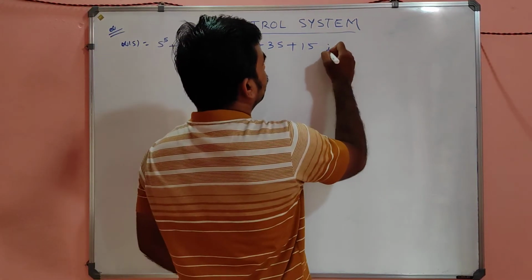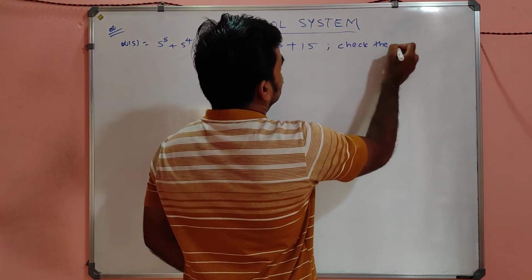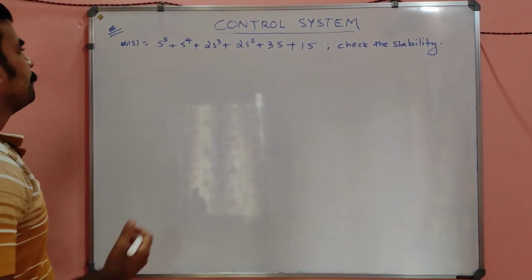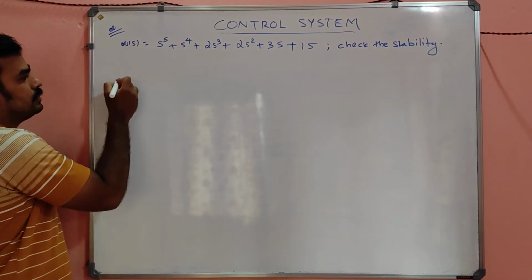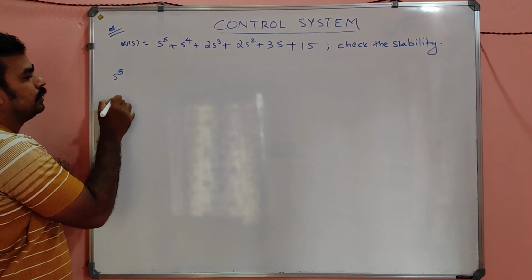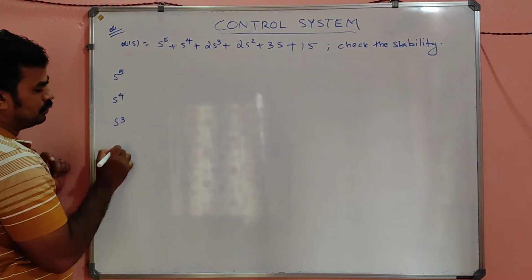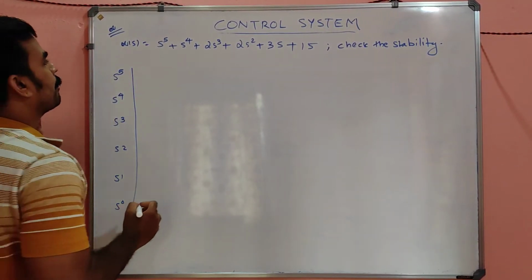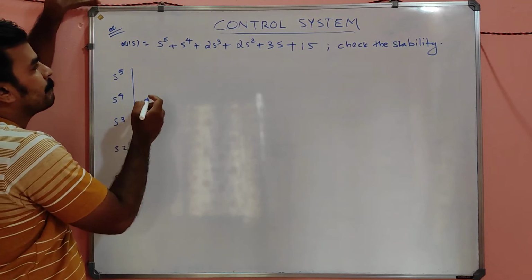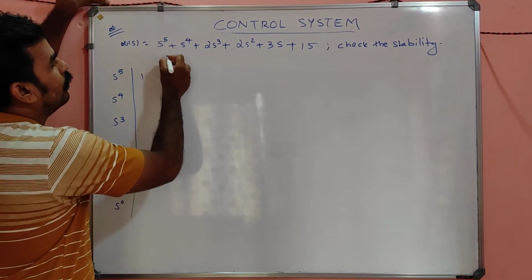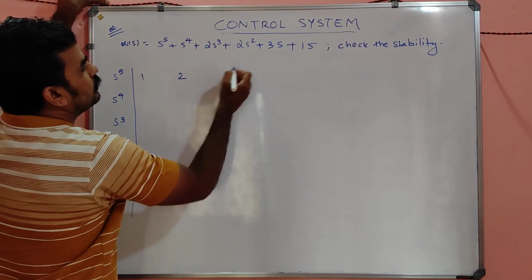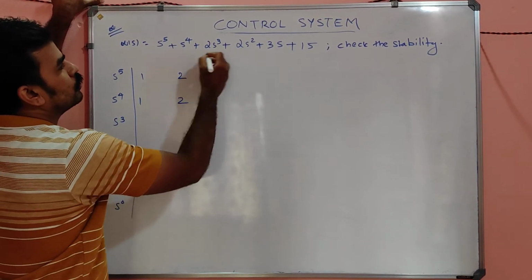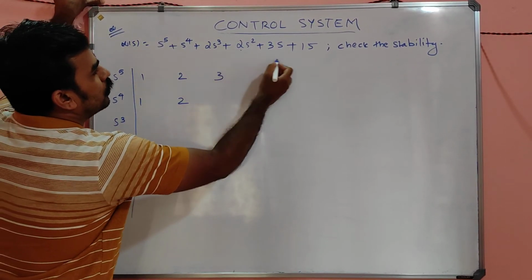Check the stability. Okay, again the simple process you have to start with. What is our Routh stability array, or Routh array? One, alternate two, alternate three, nothing is there. Next one, alternate two, alternate 15.